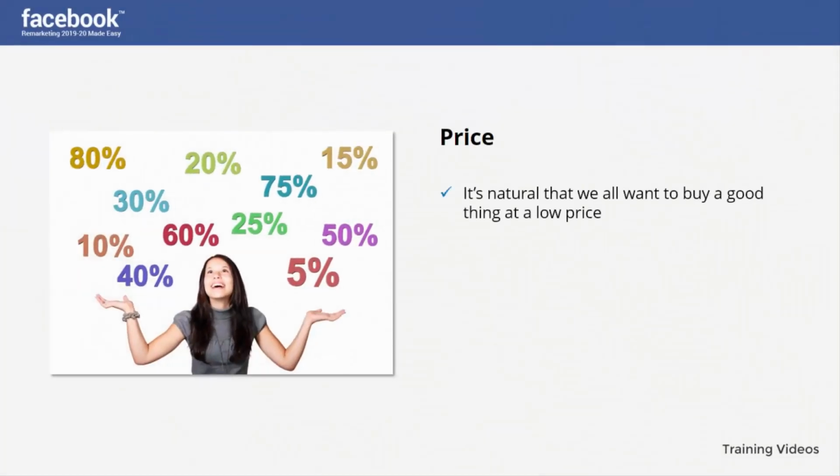Price. It's natural that we all want to buy a good thing at a low price. We are not telling you to always keep your prices low. We are just suggesting you keep the price of your product low to start. It doesn't mean you should start selling your products at a low price. Instead, give a 30% to 50% off sale offer for 20 days.